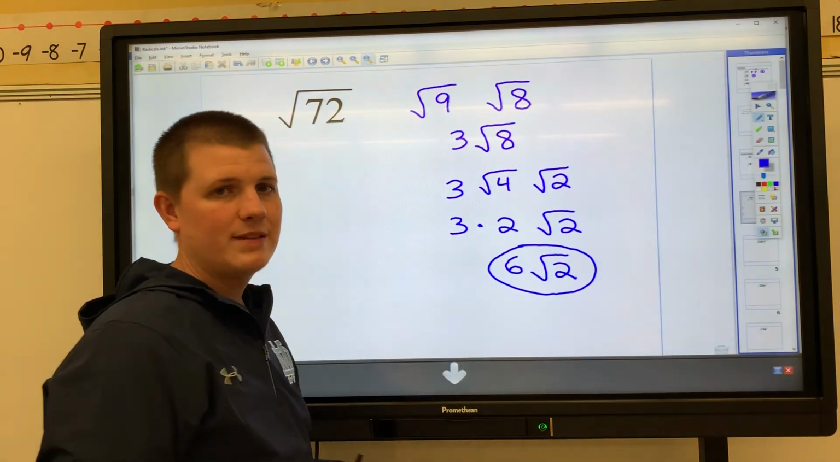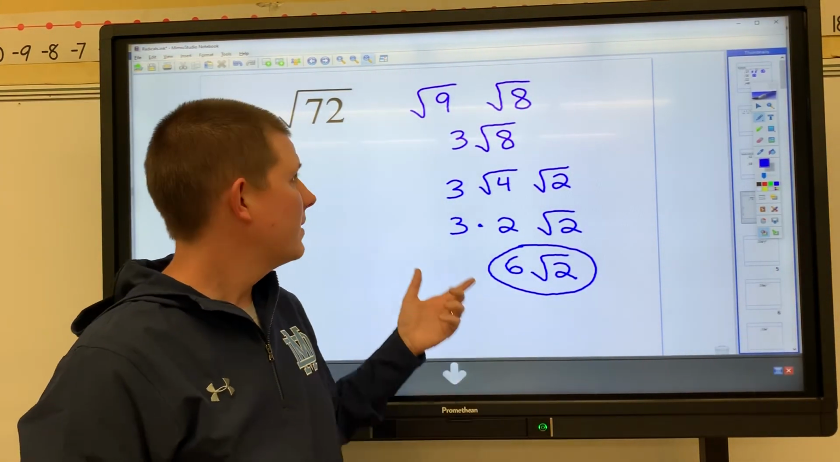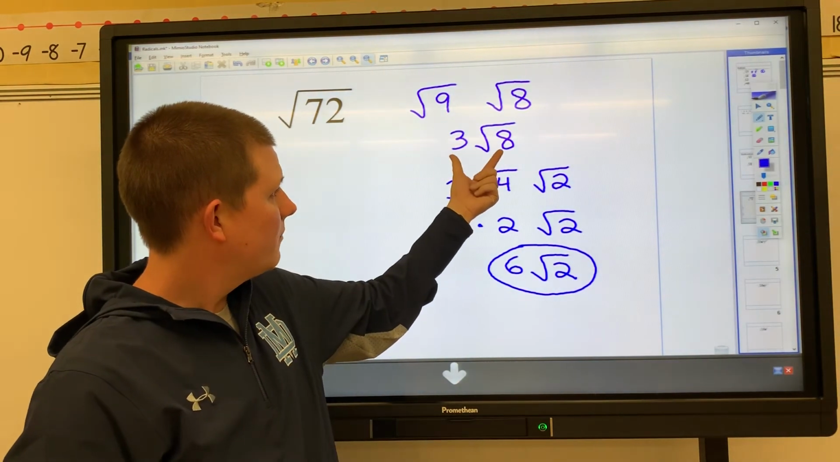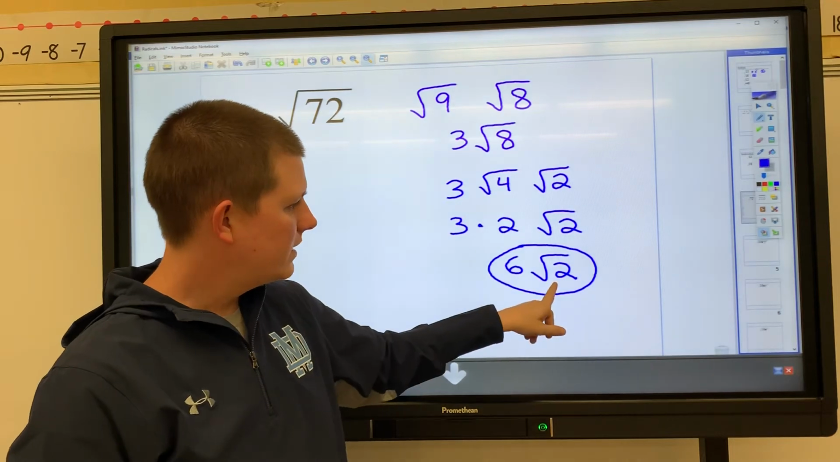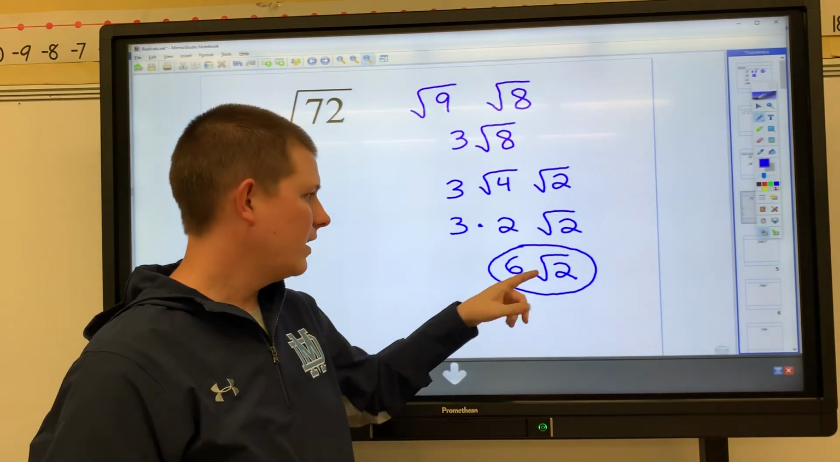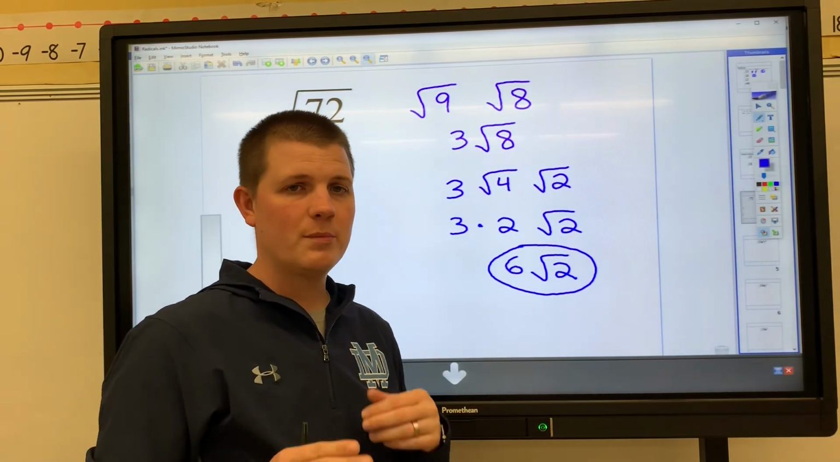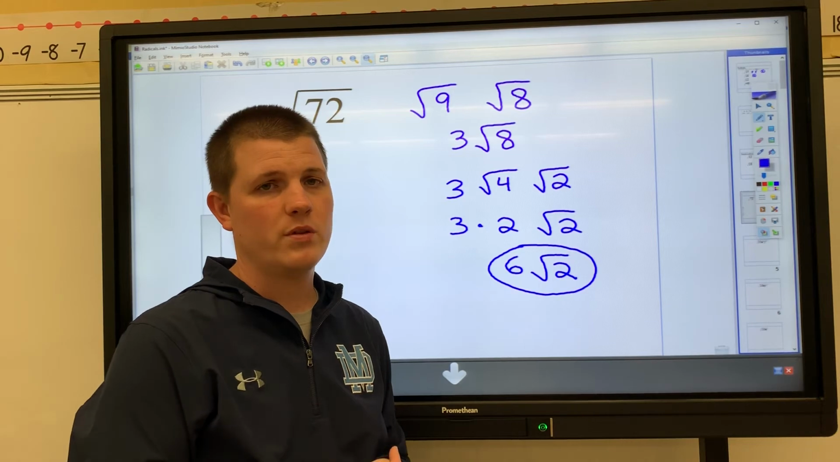Now the question you may have is, how do I know when I'm done? How do I know that I can't keep breaking it down? Because in this one, I broke it up, made it 3 square root 8, but then I had to break it up again. And the key is looking inside the number that is underneath the radical. Can I break it up? Can I break up square root of 2? Are there two numbers that multiply to equal 2, and one of those is a perfect square? The answer is no.